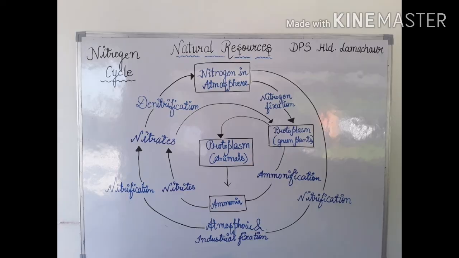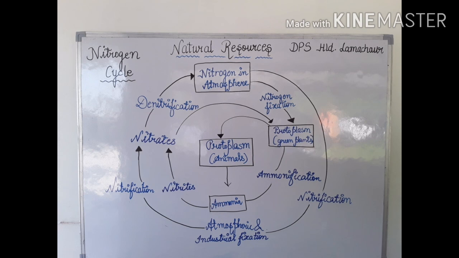So children, this is the nitrogen cycle, which involves 4 steps. And what are these 4 steps? First step is nitrogen fixation, in which the inert elemental nitrogen gas is converted into biologically usable forms. And there are 3 ways of nitrogen fixation. First is atmospheric nitrogen fixation, which occurs during lightning. Second, industrial nitrogen fixation. And third is biological nitrogen fixation, which involves different bacteria which convert atmospheric nitrogen into nitrates.